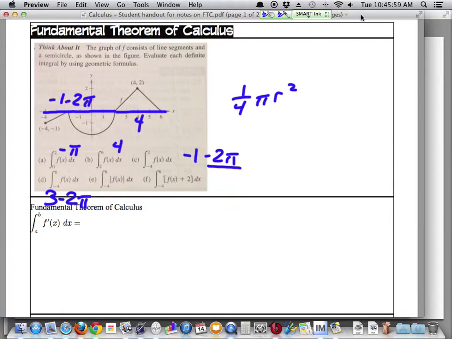Okay, what about part E? What does the absolute value do to a function? Make everything positive. What do you mean by that? So you have 3 plus 2. No.